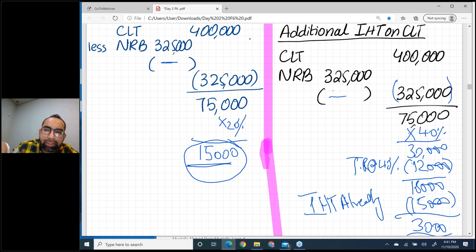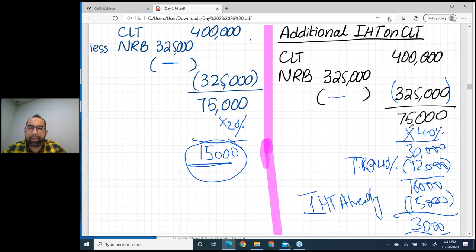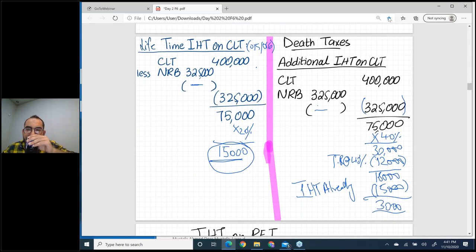Okay. So this is your additional IHT on CLT. The first death tax is ready. The question is not done yet.